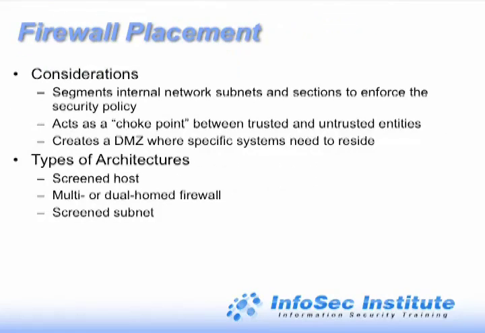Firewall placement considerations. Basically, segments internal network subnets and sections to enforce security policy. It sets a choke point, and also you can use two of them to create a DMZ. And again, what that basically means, DMZ or screened subnet, is where you have one firewall protecting one network from an untrusted one, and then you may have a secondary firewall that's going to protect your trusted network from the half-trusted network, your DMZ.